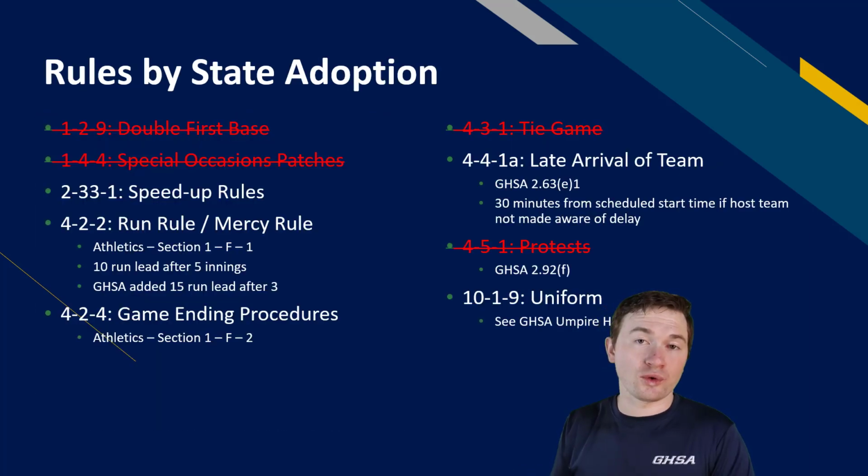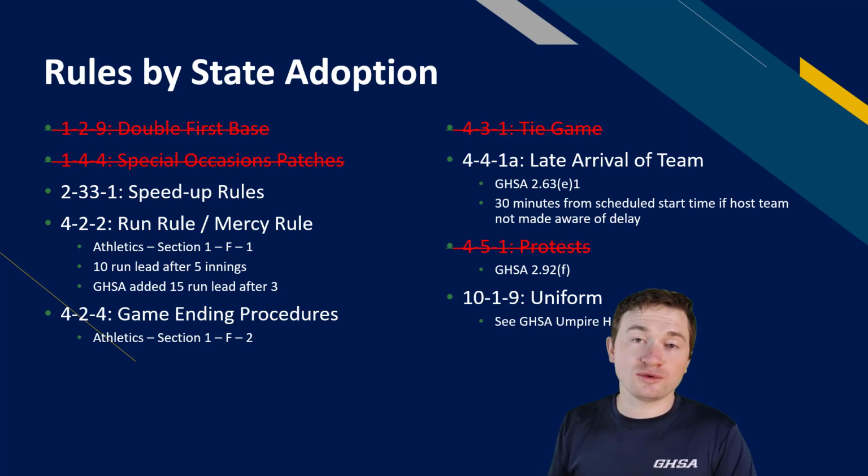Next, let's review the rules by state adoption. We'll go through all the rules as listed in the NFHS rulebook, and I'll tell you which ones you need to know as a GHSA umpire and which ones you can cross out and ignore. The first of these rules is Rule 1-2-9. This rule covers double first bases. You can cross that out. We do not use that here in Georgia. The second is Rule 1-4-4, which covers special uniform patches for the players. You can ignore that one as well.